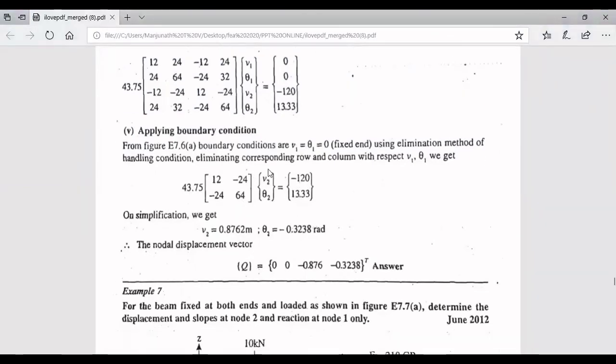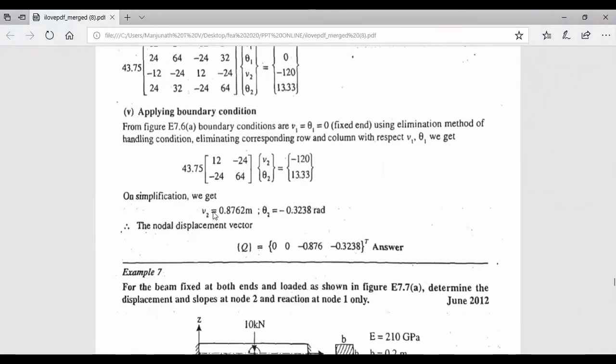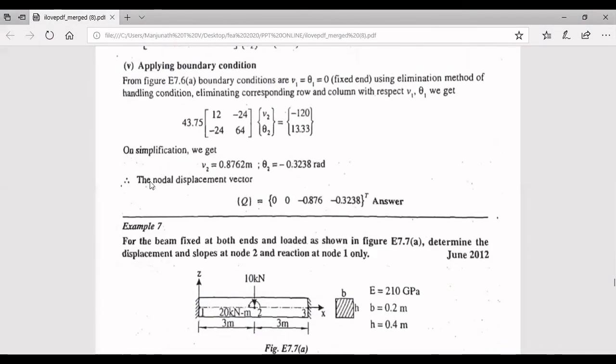Okay, now as we simplify it, we get the values for V2 and theta 2. V2 is 0.8762 meter, theta 2 is minus 0.3238 radian. So here it is slope and here it is vertical downward deflection. So this gives the nodal displacement vector for the given problem.